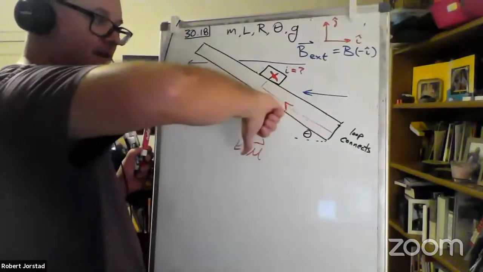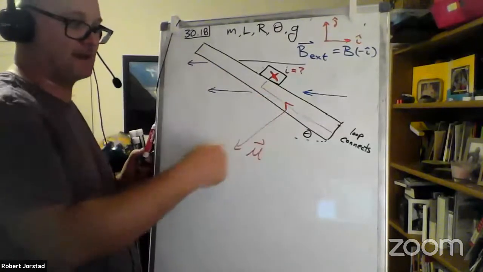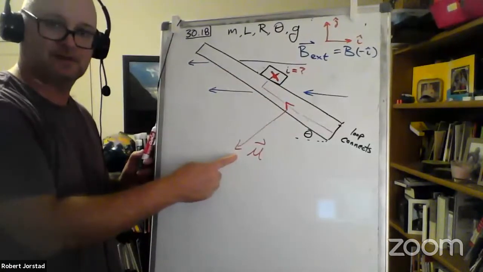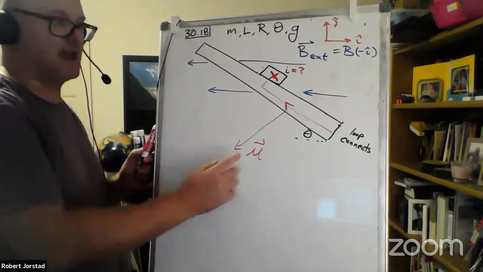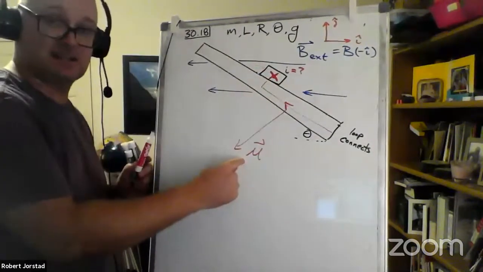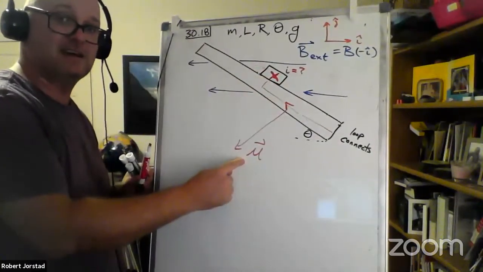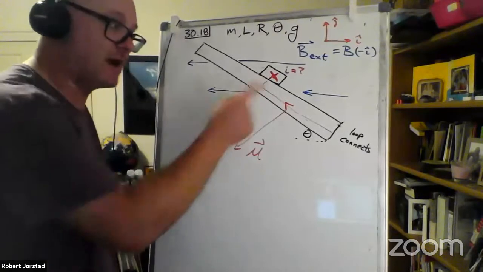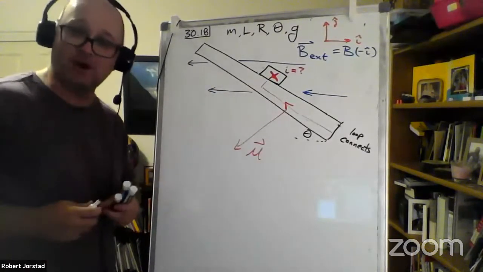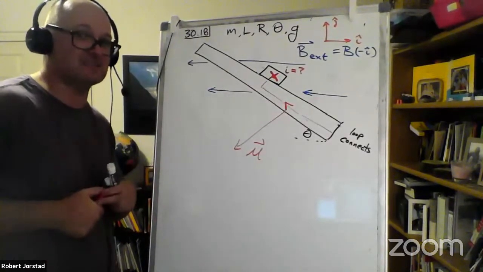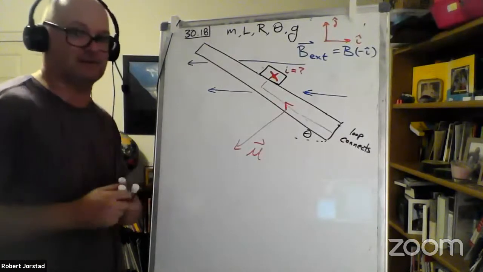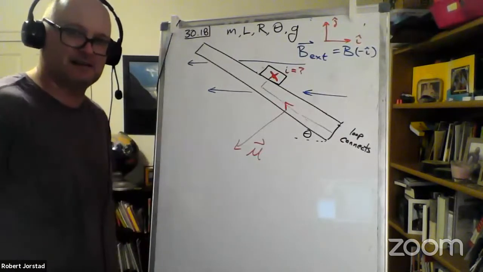Curl your fingers in the direction of the current, and this is the magnetic field created by that. Now think about this. As this falls, mu is essentially the direction of the induced field created by the loop. So a magnetic moment is essentially its induced field direction. Did that make any sense?